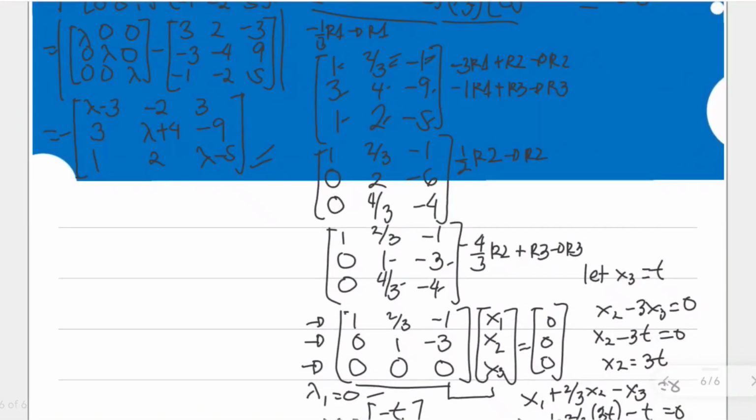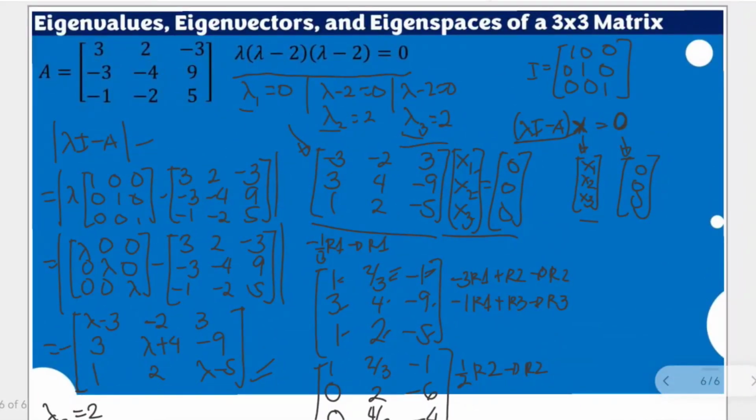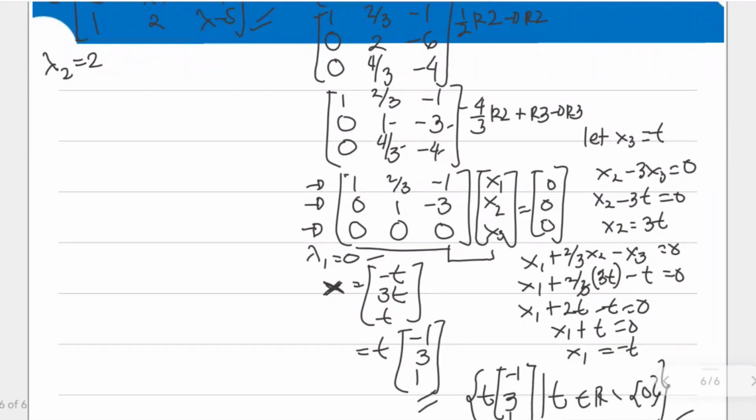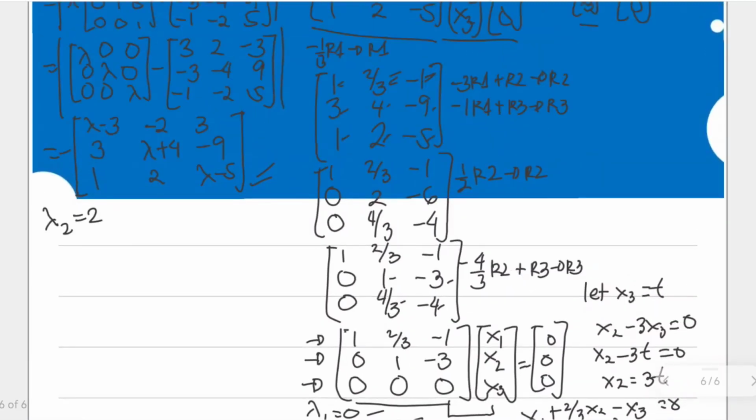So our next eigenvalue is positive 2, which is also our third eigenvalue. Since this is the last eigenvalue, we do hope that this could come up with two different eigenvectors. Okay, so with this, we will use this expression and substitute 2 there. You will have negative 1, negative 2, 3. Then 3, 2 plus 4 is 6, and you have negative 9. You have here 1, 2, 2 minus 5 is negative 3.